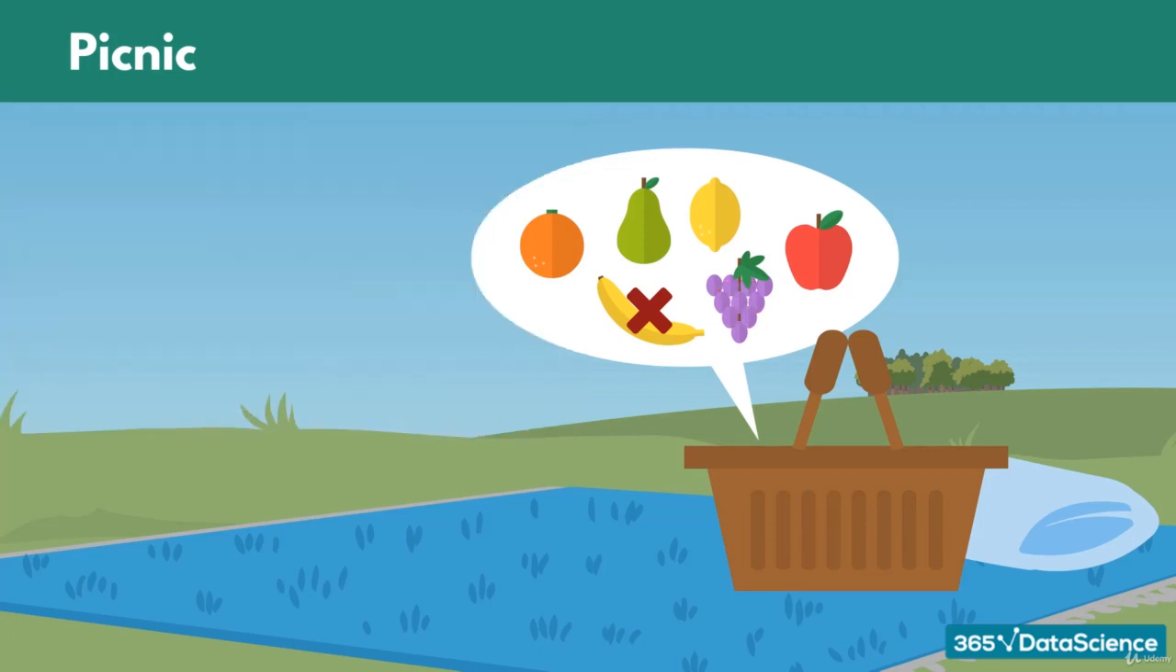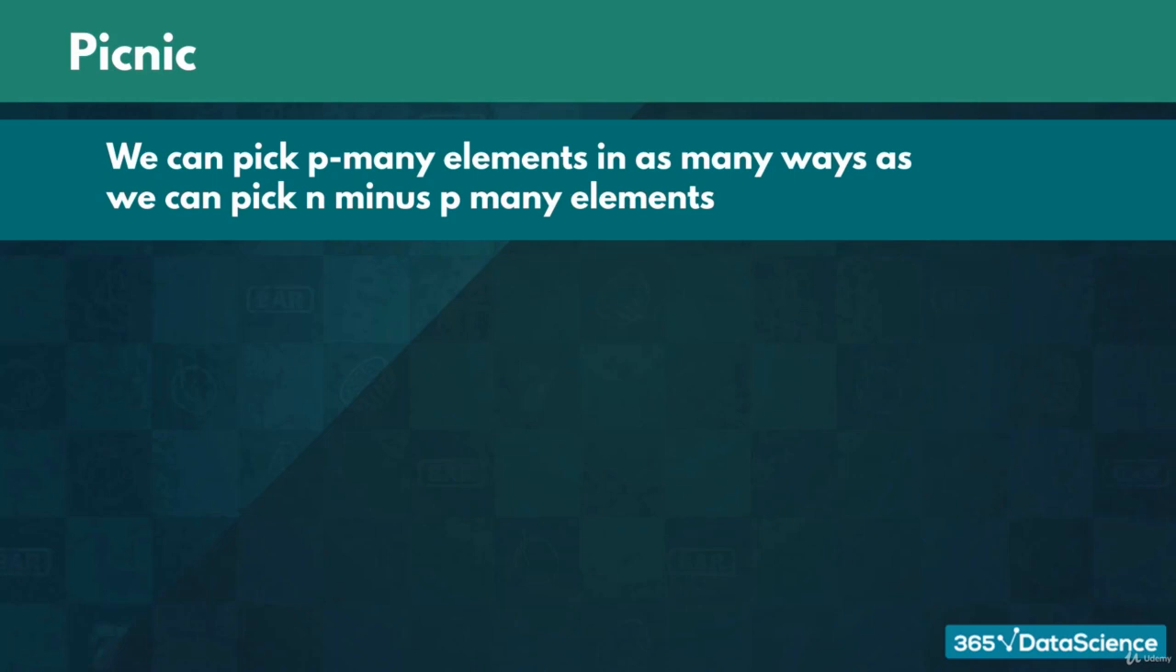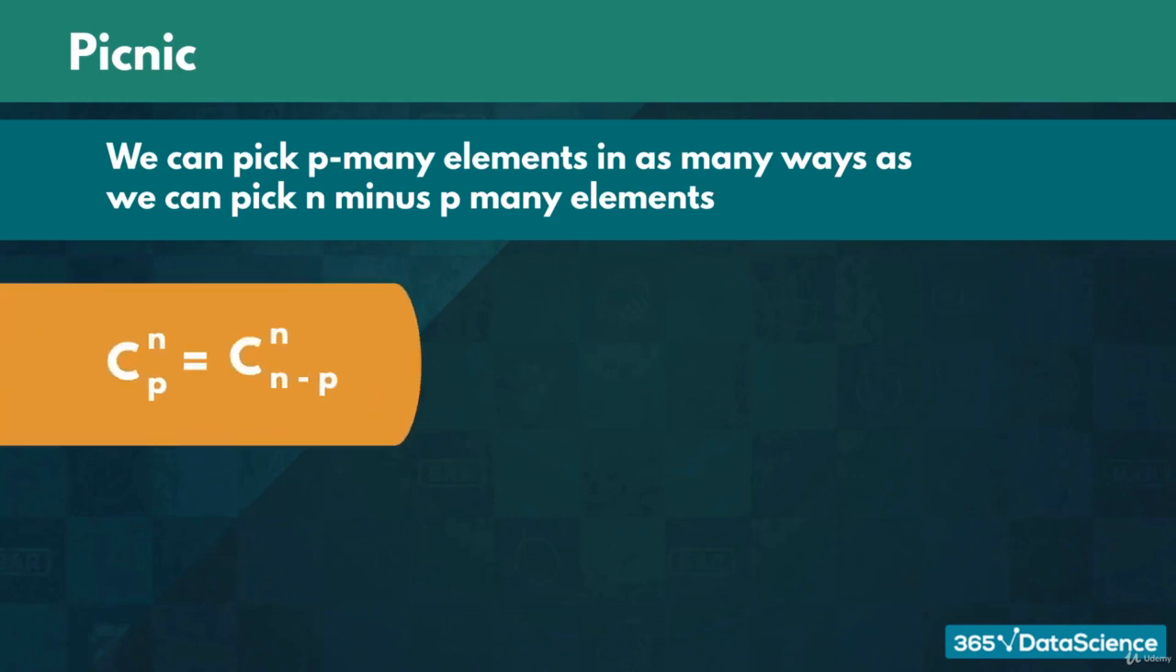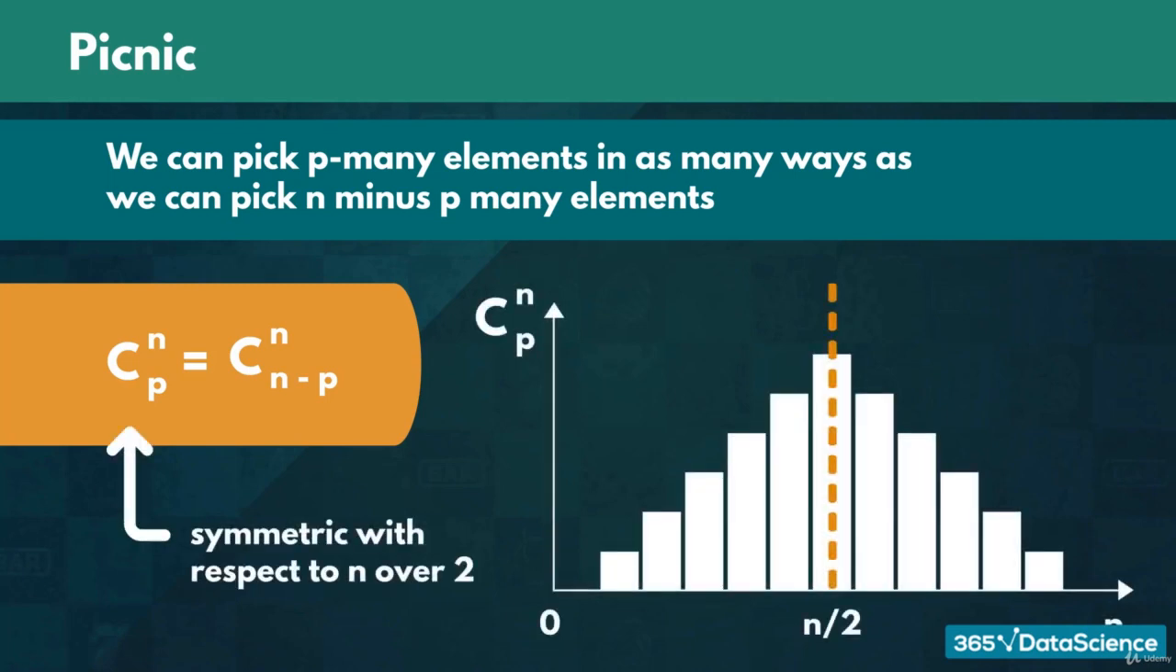How about 5 out of 6 fruits? It's the same as choosing which one out of the 6 to leave behind. In the general case, we can pick p many elements in as many ways as we can pick n minus p many elements. This shows us that when it comes to combinations, the number of possible ways in which p many elements can be selected is symmetric with respect to n over 2. And this symmetry is the topic of this lesson.